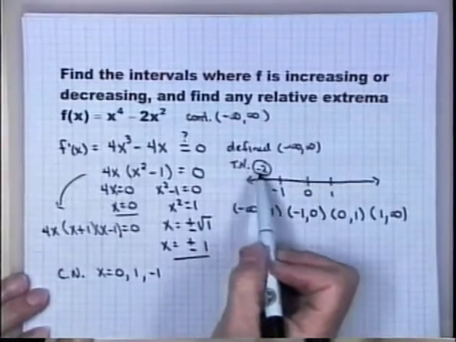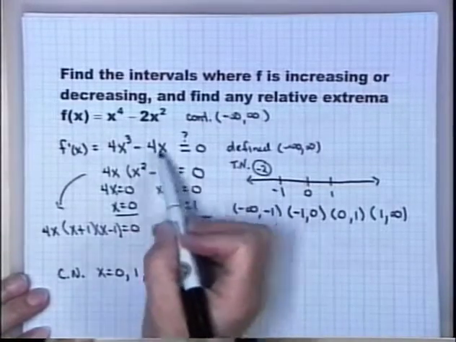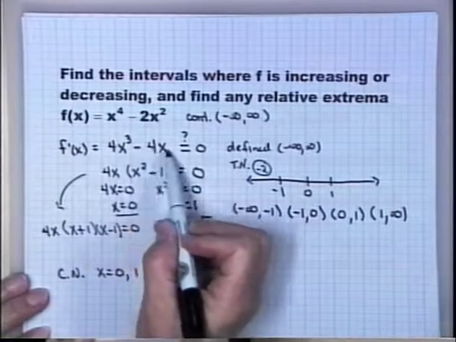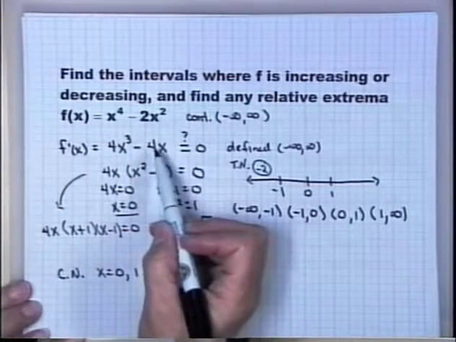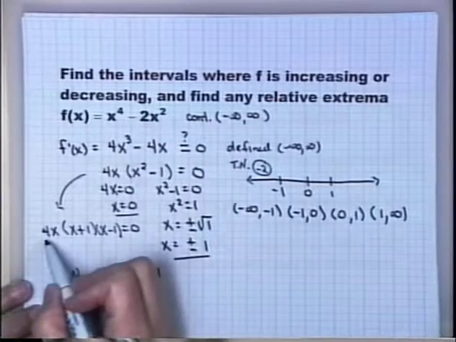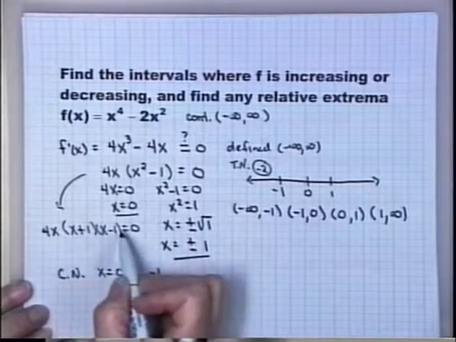Now you can do that two different ways. You can substitute this test number into your derivative right here. Sometimes that's a little bit hard. I'm going to show you another way that I think is a little bit easier. I'm going to come down here to this factored form of our derivative.